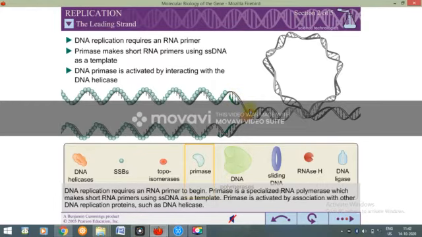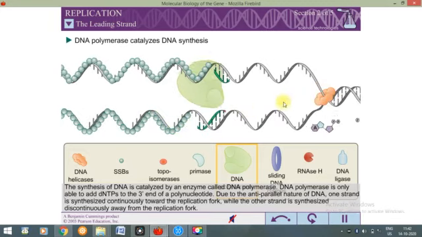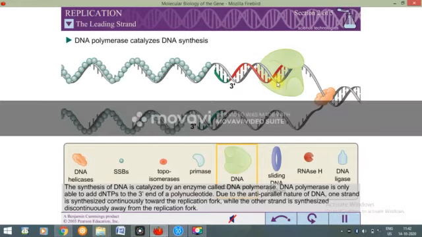Let's move ahead. The next part is about DNA polymerase. Okay, now this is DNA polymerase. This portion is DNA polymerase. And what is the function of DNA polymerase? It helps in the formation of DNA. So it helps in DNA synthesis. You can see it's written here. DNA polymerase catalyzes DNA synthesis.